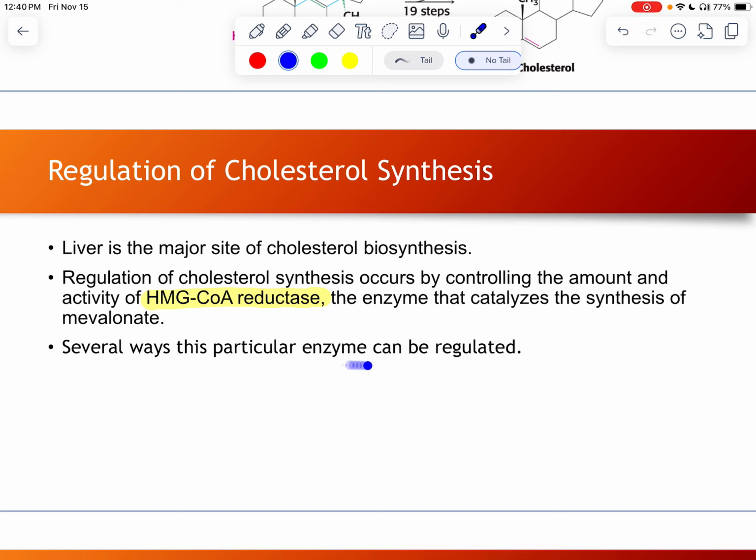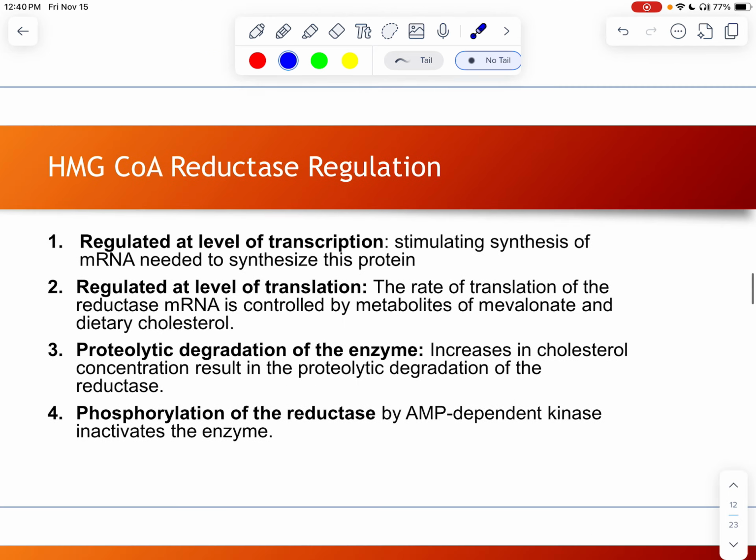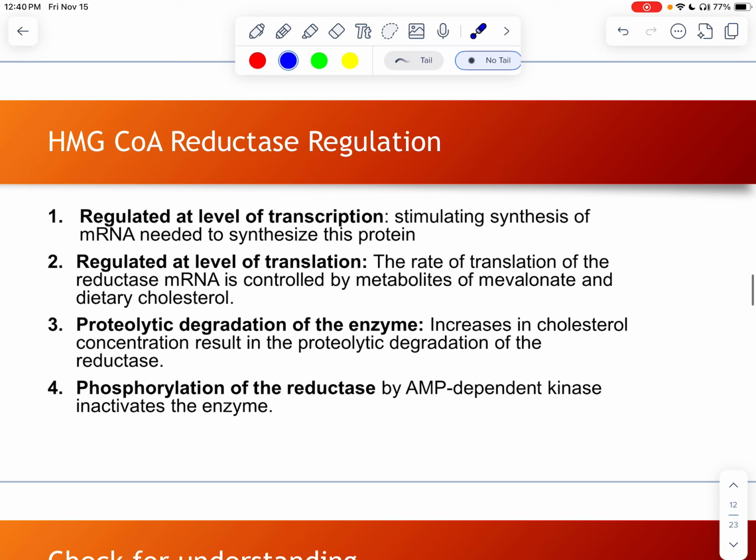There are several ways this enzyme can be regulated. Cholesterol is really important to us, so it makes sense that our body would have multiple ways to try to keep it at the right levels. So we're looking at regulating this enzyme. There are other ways to regulate cholesterol synthesis, but we're going to focus on this one. It can be regulated in 4 different ways. One is the level of transcription. We can stimulate the synthesis of the mRNA needed to synthesize the protein, to synthesize this enzyme. So we can regulate it all the way back at the level of transcription.